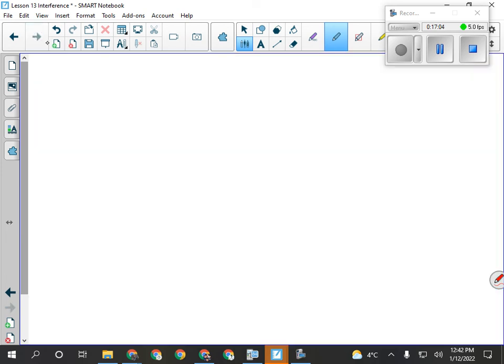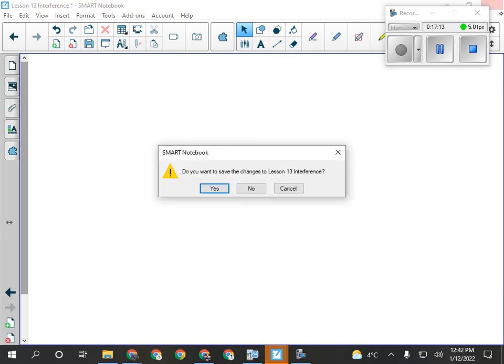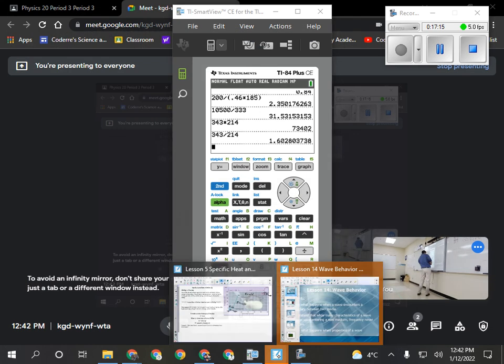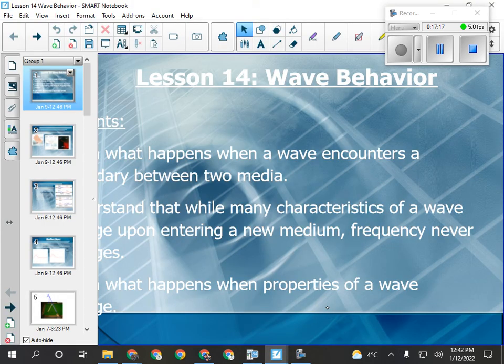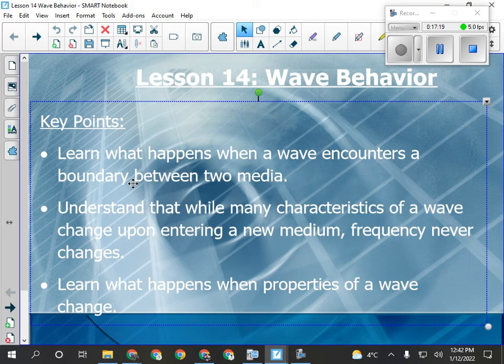All right, so that's all we've got for interference. Now we're done with interference, and we're going to move on to wave behavior. That's the next thing here. Interference leads to the question: what do waves do when they're traveling? How do waves behave?